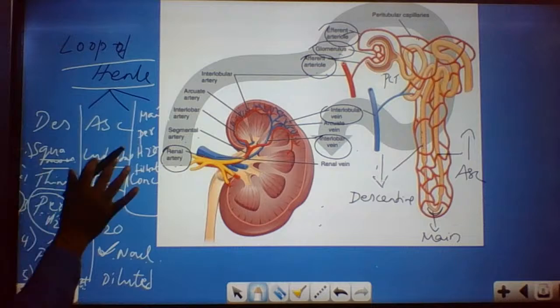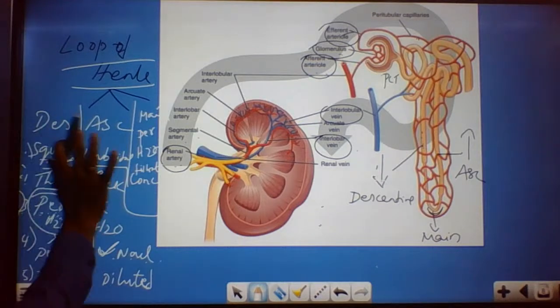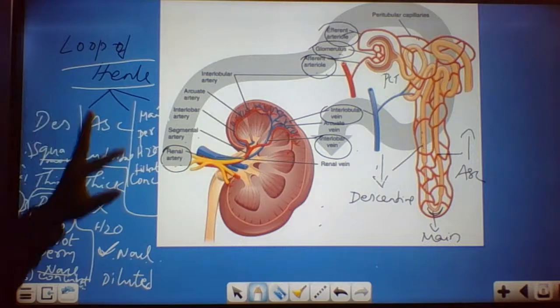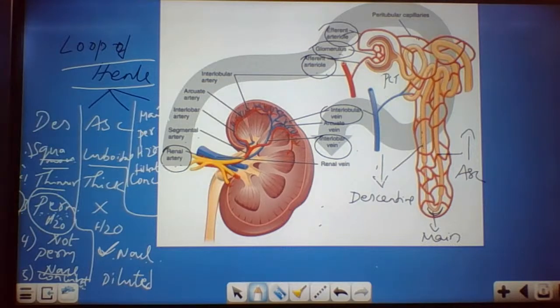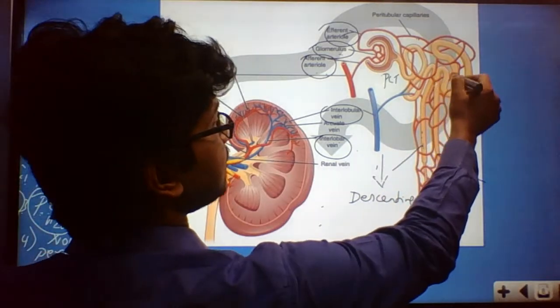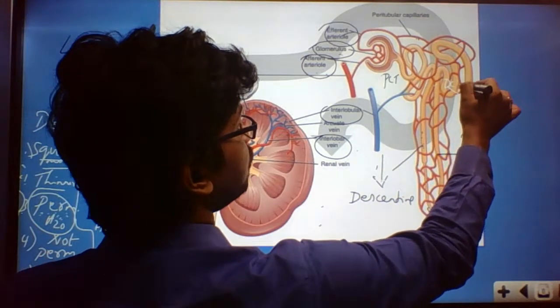But the main thing that you should know is the difference between the descending loop and the ascending loop. So this is about the loop of Henle and the difference of descending, ascending, and the main loop. Coming to the next part, the distal convoluted tubule. This area is actually called the distal convoluted tubule.